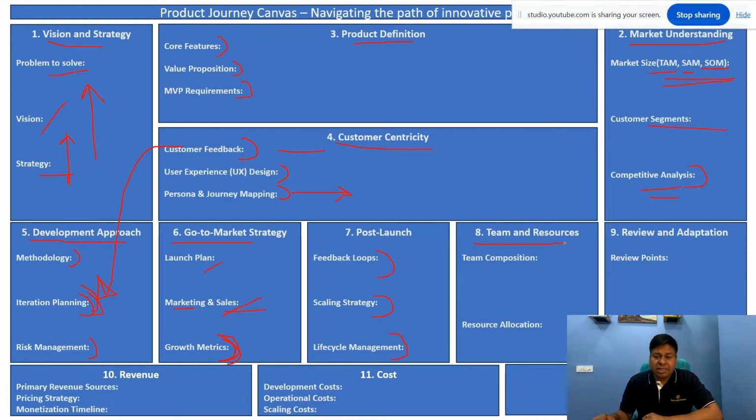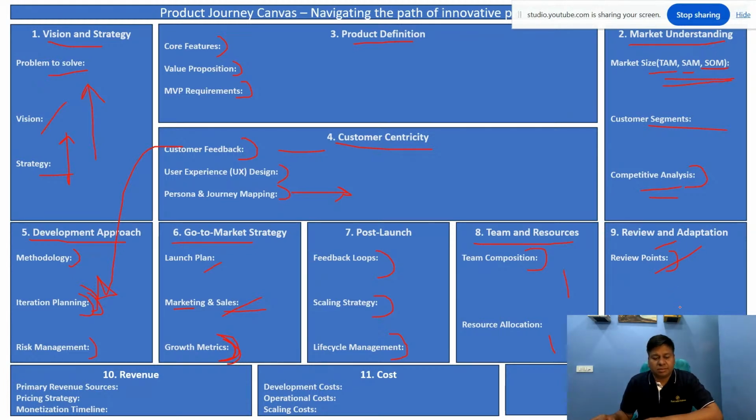Next is team and resources, team composition. You need not write the name here, write the composition. Resources allocation. What are the review points at this point of time? What is the adaptation strategy? How are the reviews tied with my KPIs?